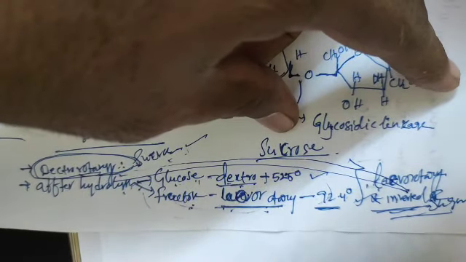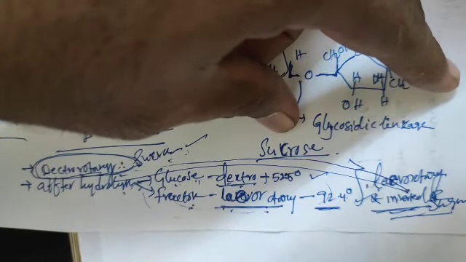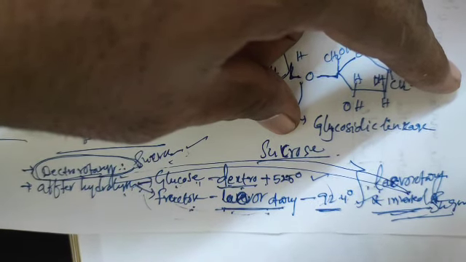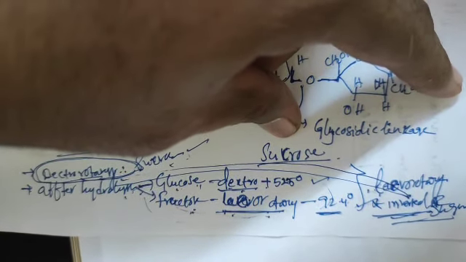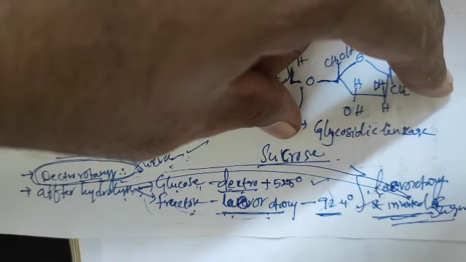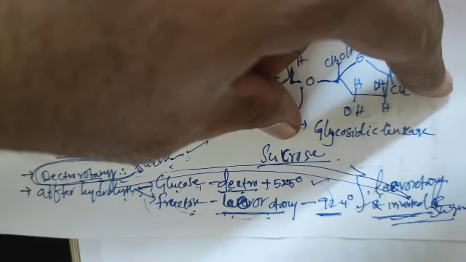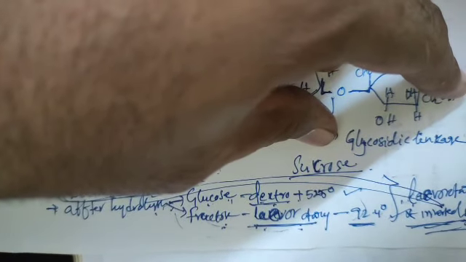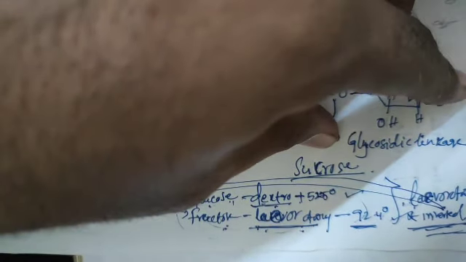Why do we call it inverted sugar? Sucrose is dextrorotatory. After hydrolysis, we get two monomers, and that mixture is levorotatory because fructose has 92.4 degrees of rotation. So that is why we call it levorotatory.